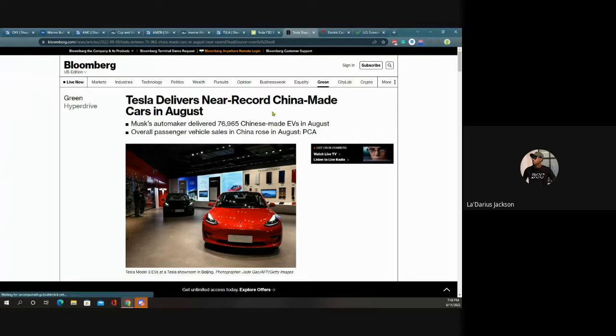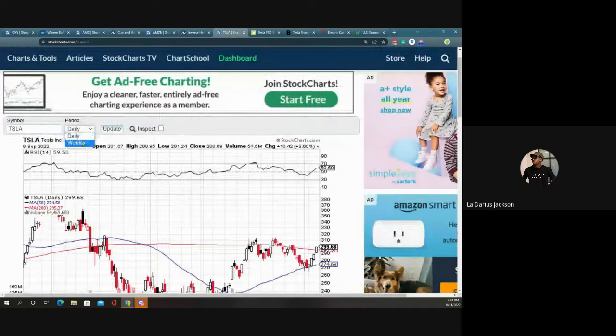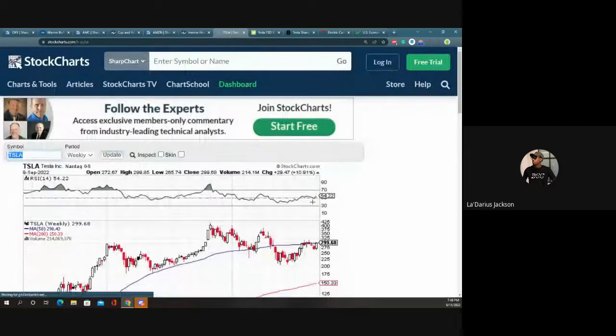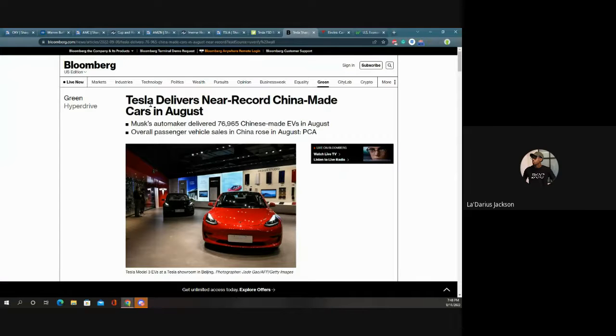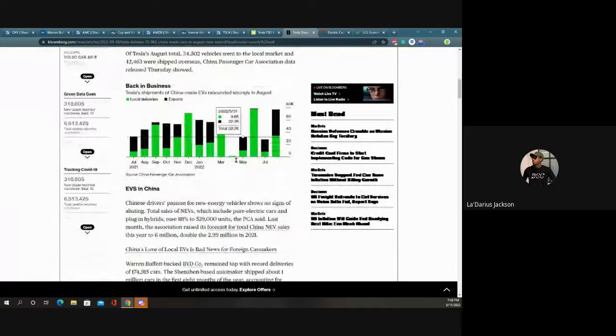The reason I'm convinced of a longer trade on the weekly, let's look at this cup and handle on the weekly. It may take a couple of weeks to play out, but we need upward momentum. Tesla sold about 77,000 Chinese-made EVs in August, which is triple the number that they did. Let me find the percentage. Where is it at?